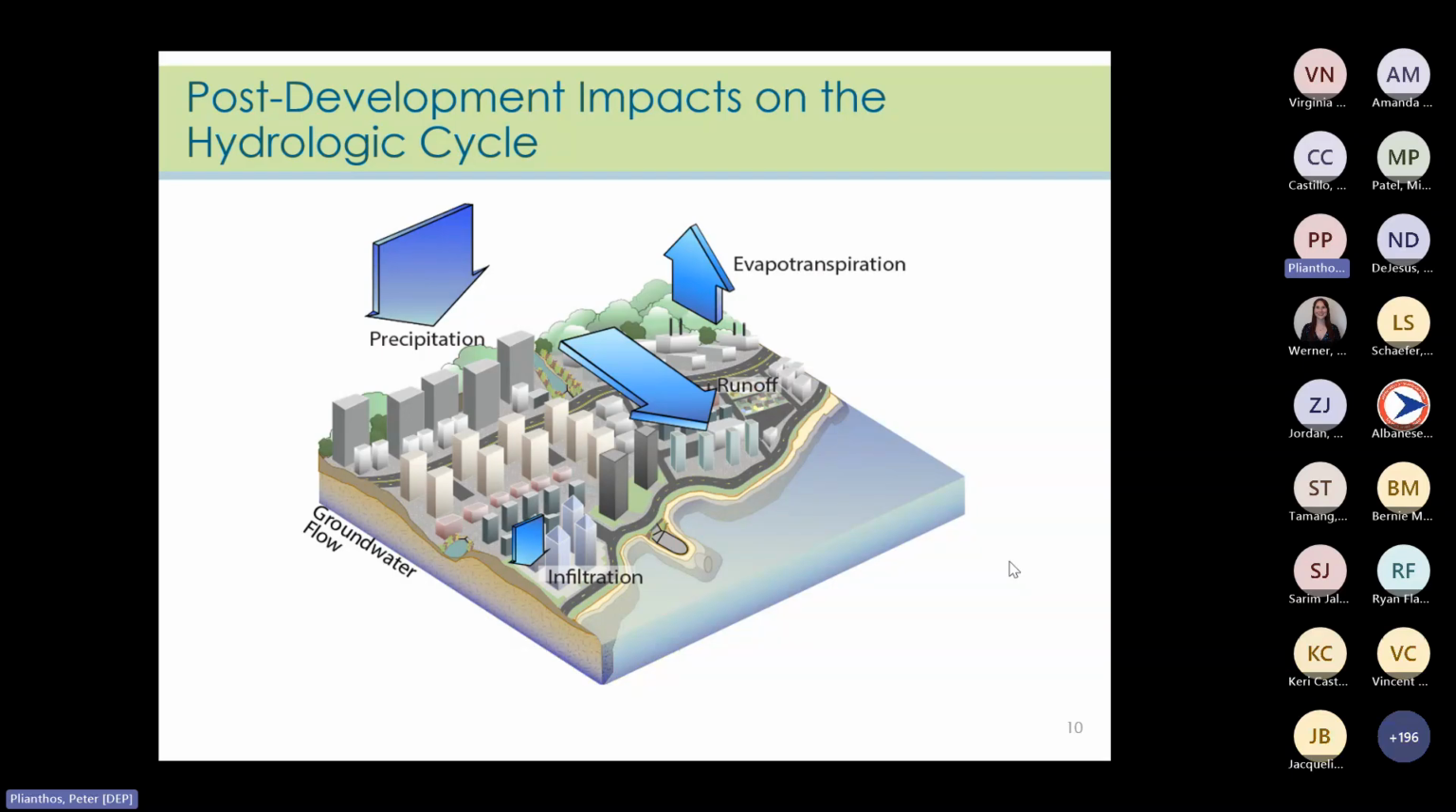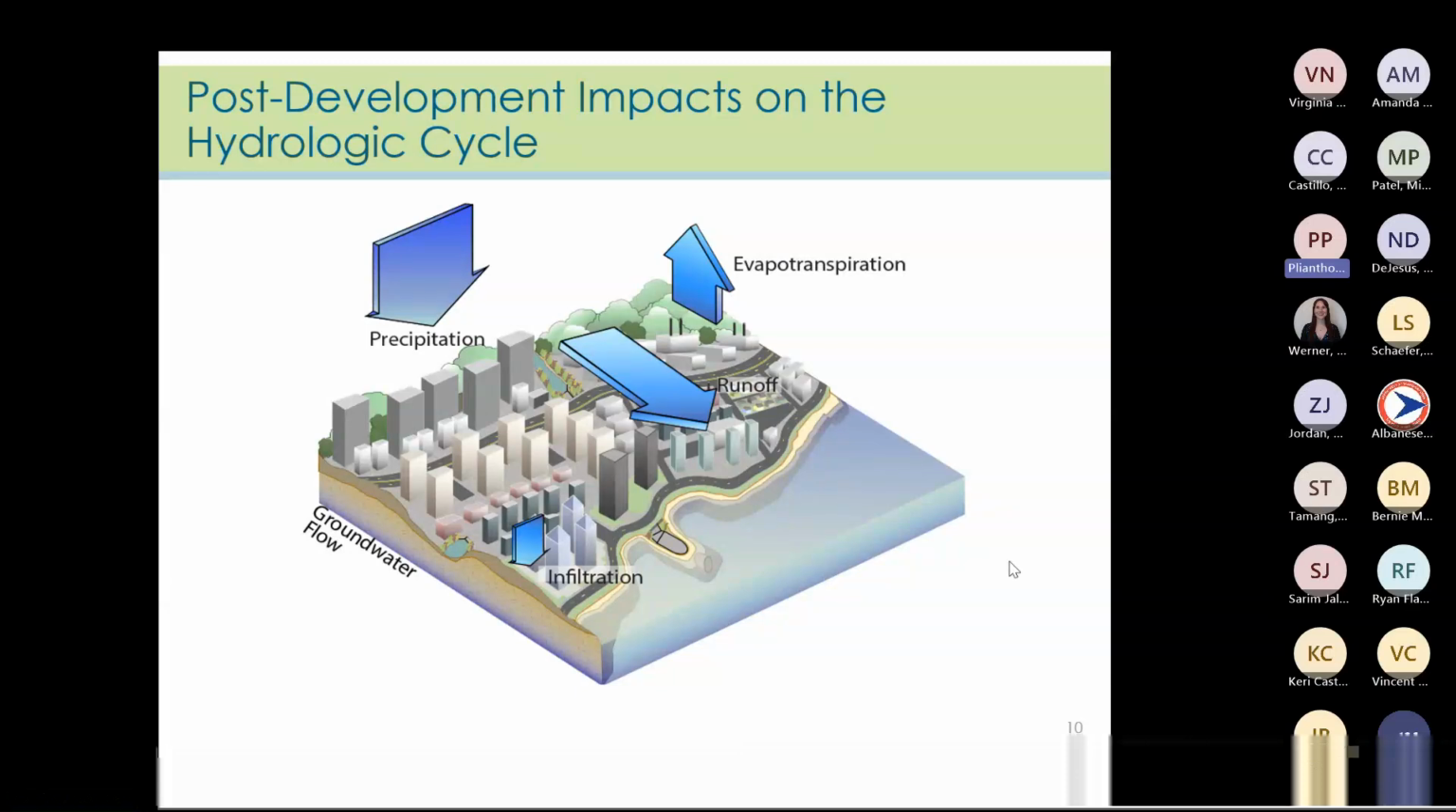Development can also cause higher levels of nutrients, like pet waste and fertilizers, pollutants such as vehicle exhaust compounds, pesticides and industrial chemicals, and heavy metals like copper from brake dust.